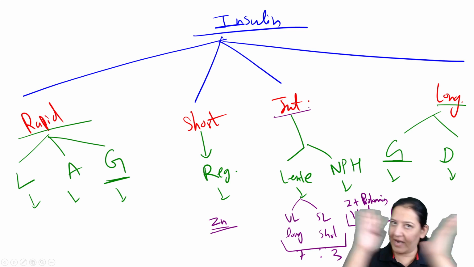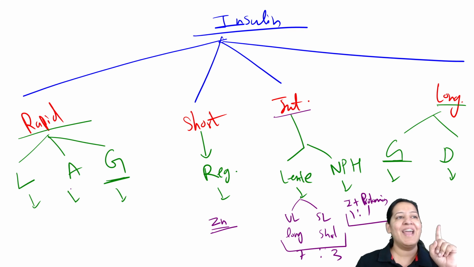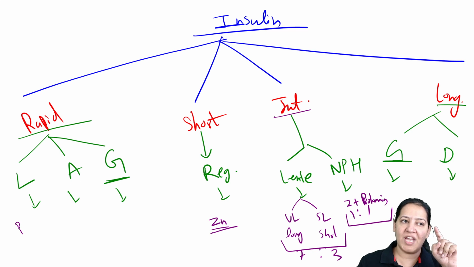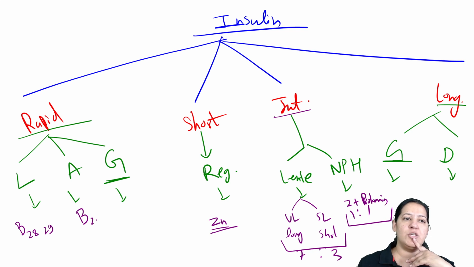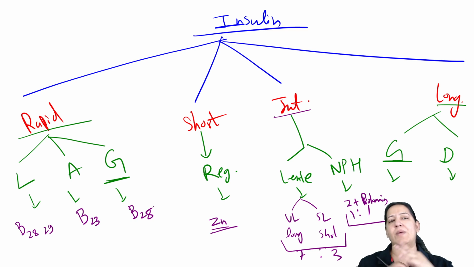Now coming to rapid and long. Rapid and long is difficult. In rapid, in Lispro, we make a change in the beta chain, at number 28 and 29. In aspart, we make a change in the beta chain at number 23. And in glulisine, again, we make a change only at beta chain 28 or 29. I forgot. I guess it is 28. Please confirm it once.